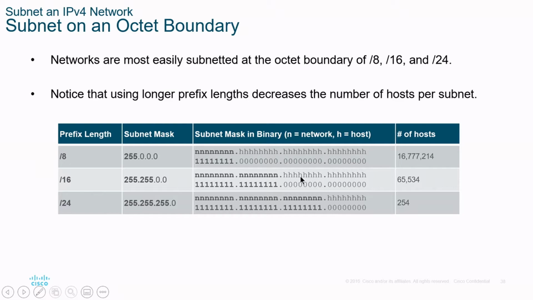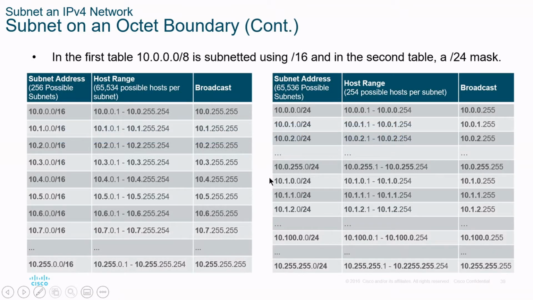/16, we have 16 H bits, 65,534 devices on a /16 or a Class B network. Now, we can take and change masks. This is a process called subnetting.